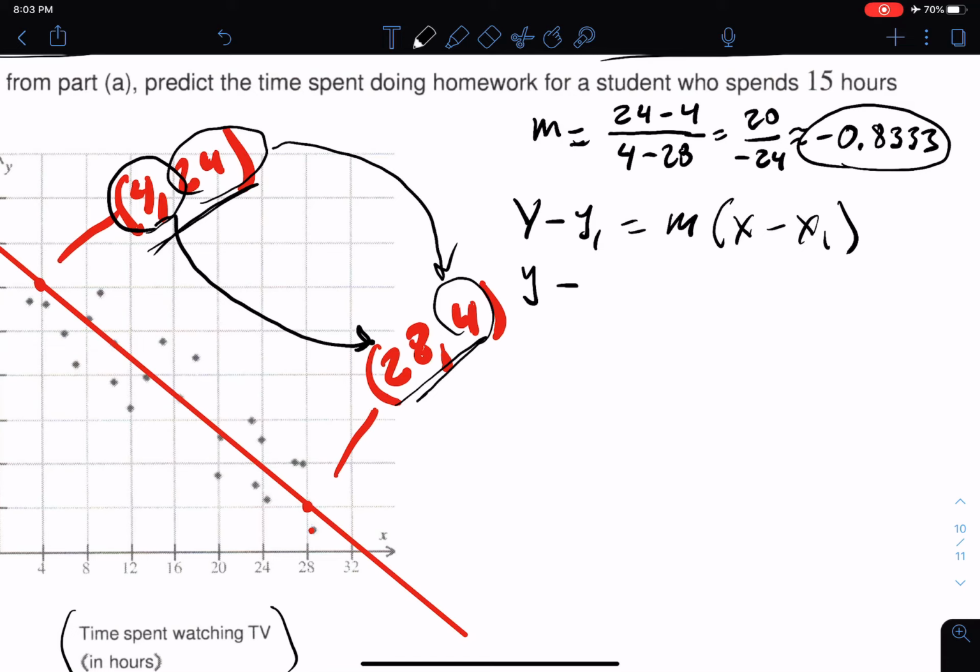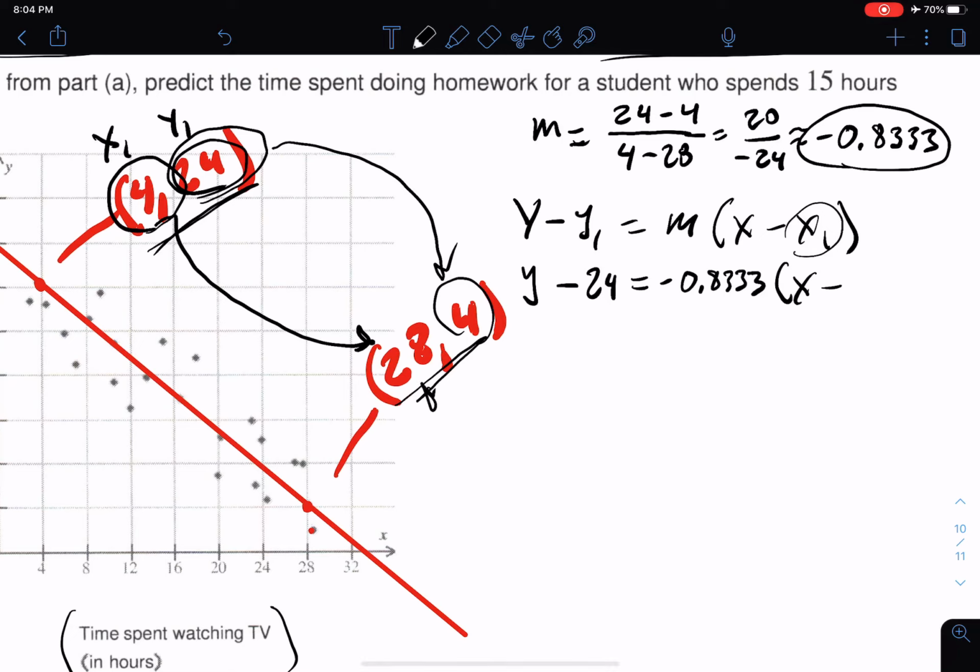I'm just going to call this one y sub 1. It has to be the y value, though. So that's going to be y minus 24, because I just used this as y sub 1. And then I'm going to say equals the slope, which I found, negative 0.8333, times x minus, and then x sub 1 has to be the partner of y sub 1. So you have to take 4. You can't go and grab a different x, right? So that's going to be 4.